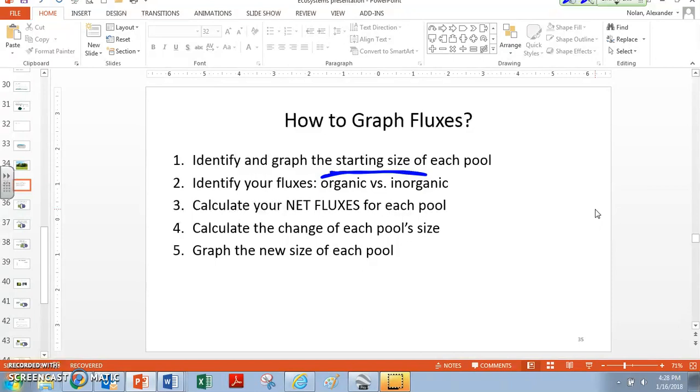Next, you have to identify your fluxes. Are they organic or are they inorganic? You have to figure out which ones they are. Then calculate your net fluxes for each pool, so you have to figure out the net flux for each pool. Then calculate the change of each pool's size. And then you just have to graph the new size of each pool.